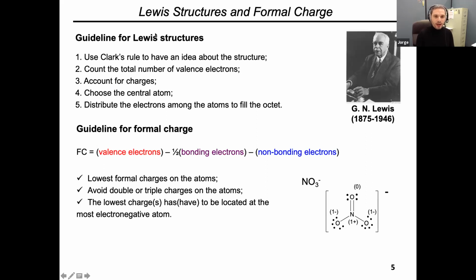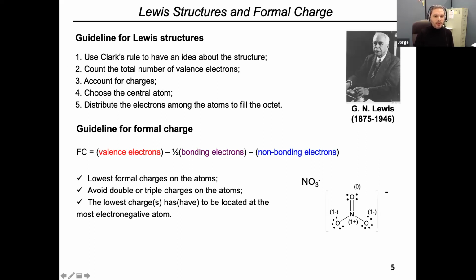Remember, for a Lewis structure, we are going to figure out how the atoms are connected. So we can start using the Clark's rule to have an idea about the structure. Careful, because there are a few exceptions for the Clark's rule. Second step is to count the total number of valence electrons. Don't forget to account for charges. If there is a net negative charge, you have to add electrons. If there is a positive net charge, you have to remove electrons.